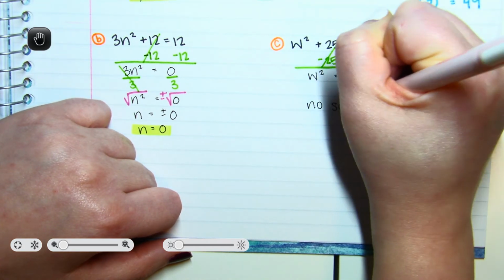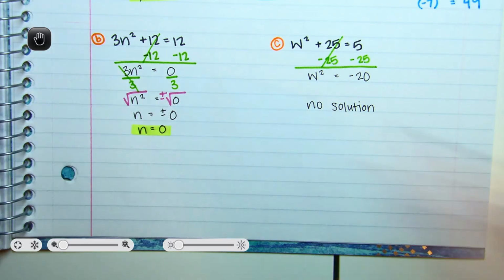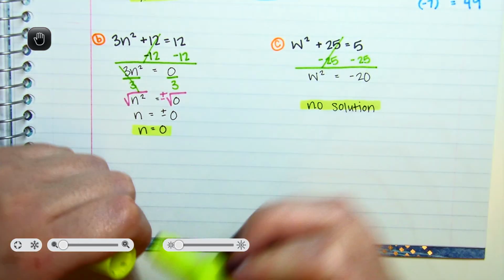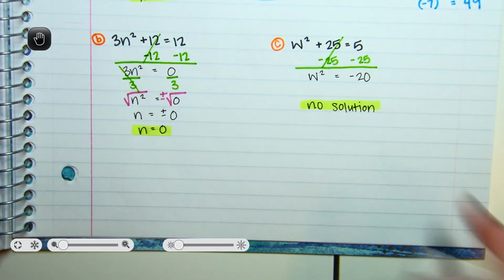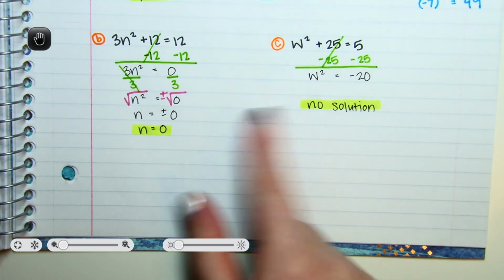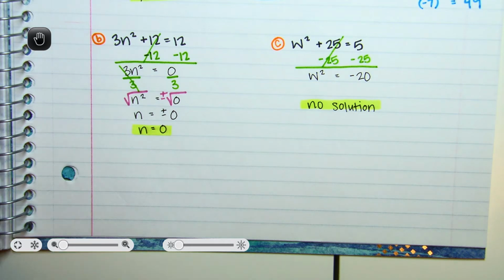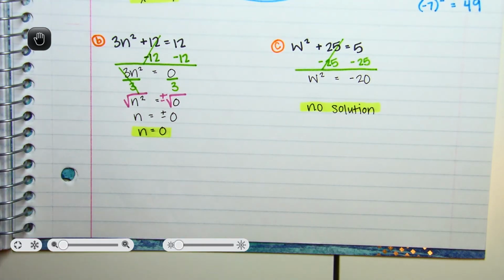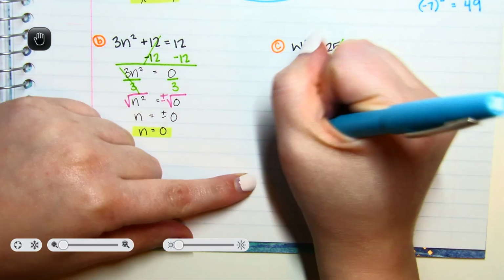which means the answer to this is no solution. This is easily one of the most common mistakes that gets made because people are just so used to going through the procedure and saying, oh, my squared term's by itself, let me just take the square root of both sides. But it's really, really important that you always check and make sure that the number it's equal to is a positive number. So let's write a little note about that.